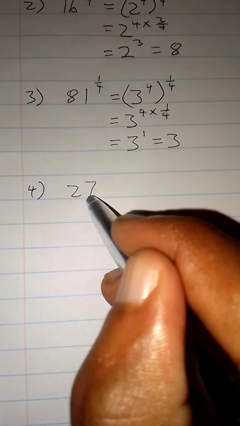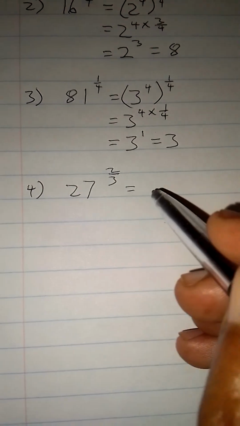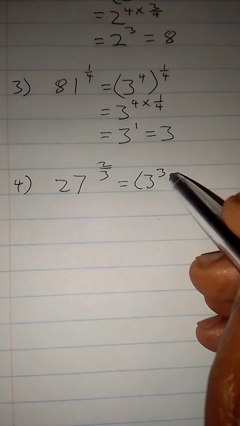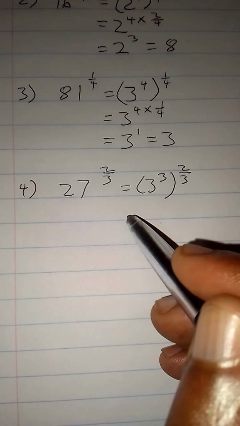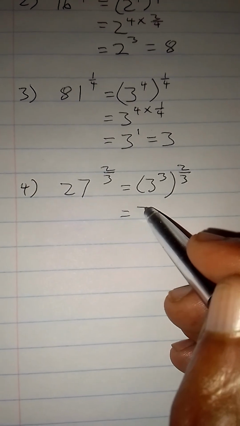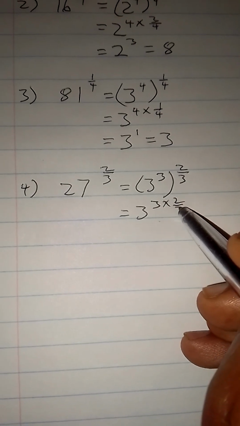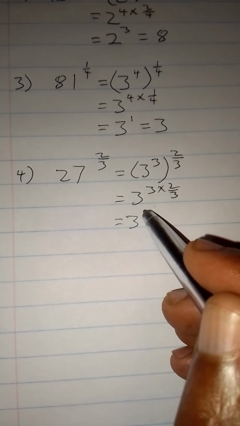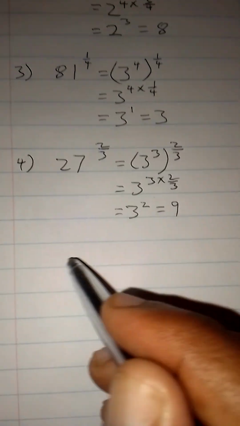We have 27 to the exponent 2 over 3. 27 is 3 cubed, with 2 over 3 outside the bracket as an exponent. 3 times 2 over 3. Law number 3. So the 3 cancels. We have 3 squared. Then the answer is 9. Then number 5.